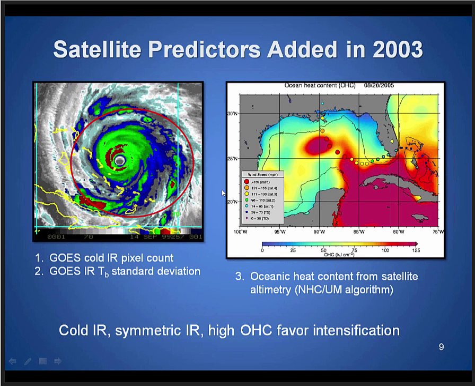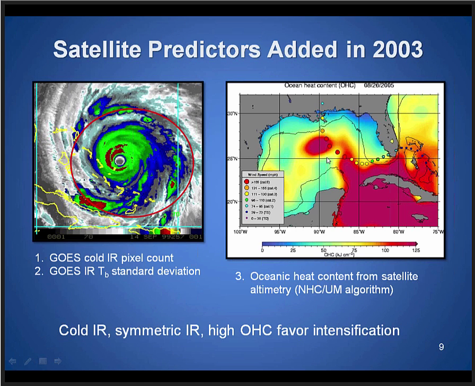So a couple of predictors that were added a little over a decade ago that helped boost the skill of the model, again, is the infrared imagery. So on the left, you see a very symmetric eye wall depicted in the infrared with very cold cloud tops with the green and the red. So if it's cold in the inner core and it's symmetric, that favors intensification.